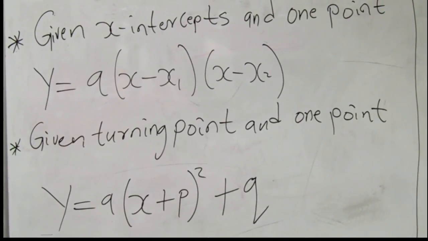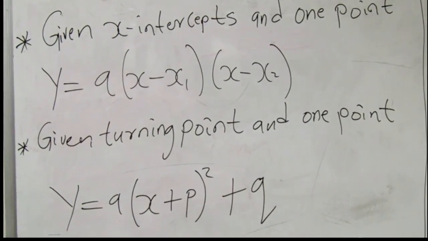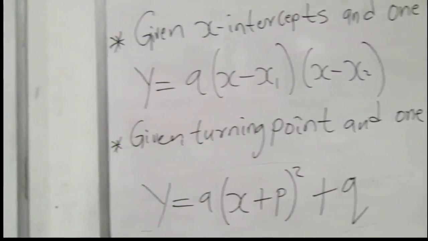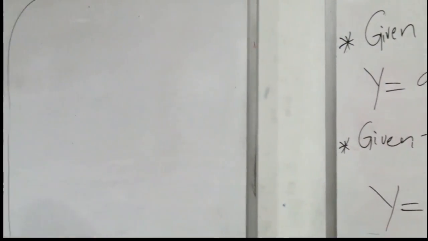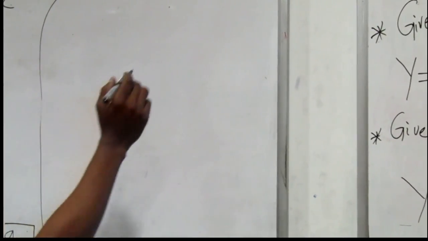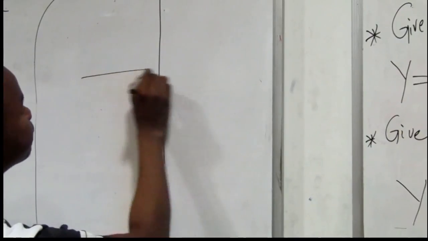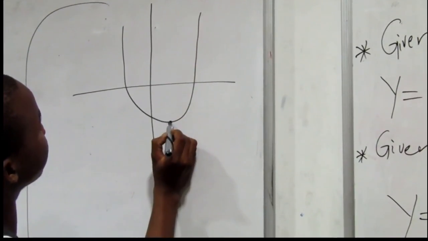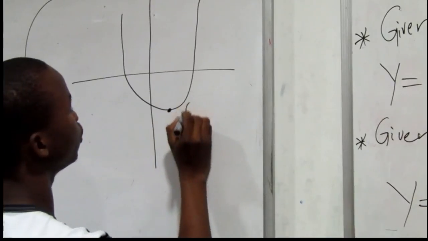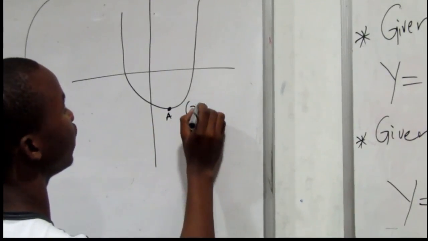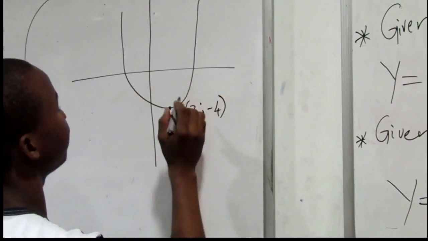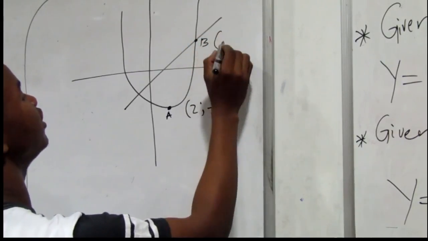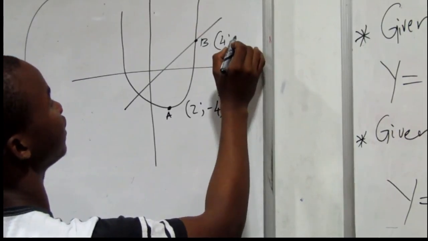Let us presume that we are given a certain scenario, a certain graph that has a turning point and one point. Then they say we must determine a quadratic function. How are we going to approach such a question? Let us take our example like this. This is our turning point, point A, which is 2 and negative 4, and again we have a point, point B, which is 4 and 3.